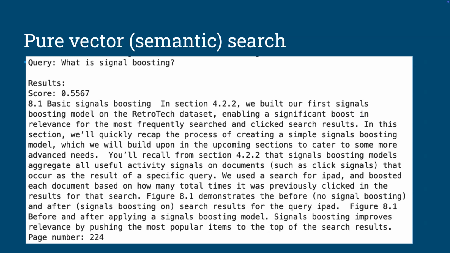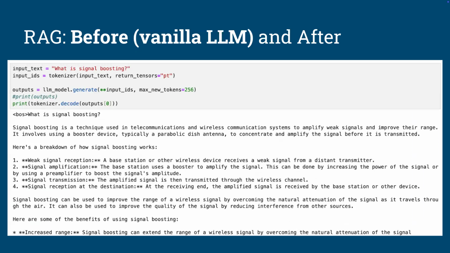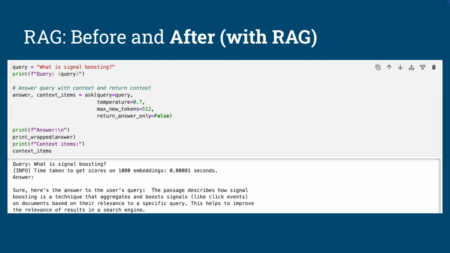If you just run a basic vector search, here I've indexed a book on search, and it gives you a portion of a section where I think it discusses signal boosting. And if I ask a vanilla LLM, Gemma in this case, it talks about telecom and wireless communication systems. So it has no idea that what I'm asking is related to search, and there is no way for me to tell it. Well, maybe I could inject something in my query. But if I do RAG on it, meaning I ground the answer using the sections you have seen before, then it will tell me that it's a technique that aggregates and boosts signals, so click events, and then uses that for relevancy computation. Not the most obvious example, but it's just one of them.